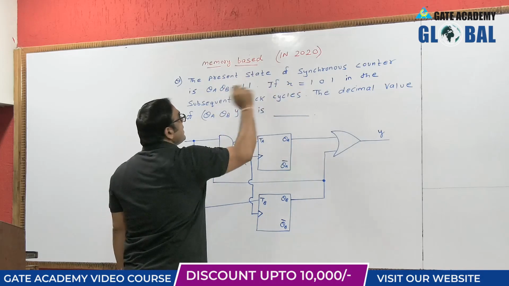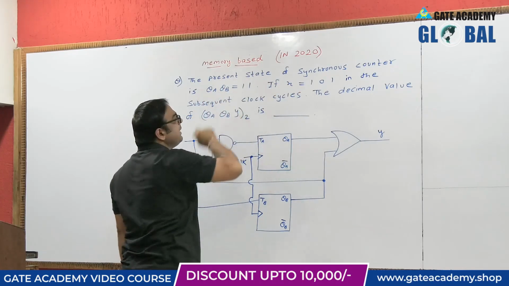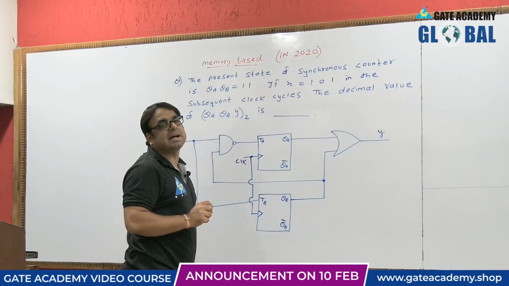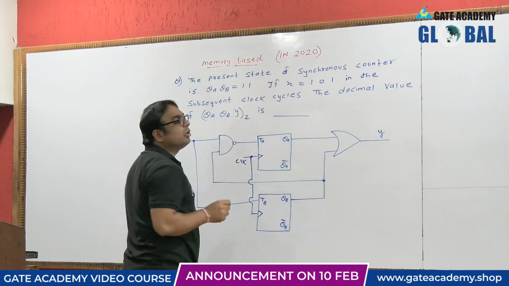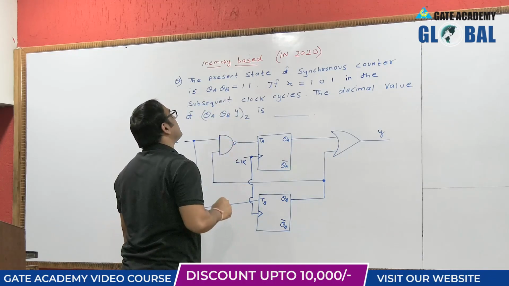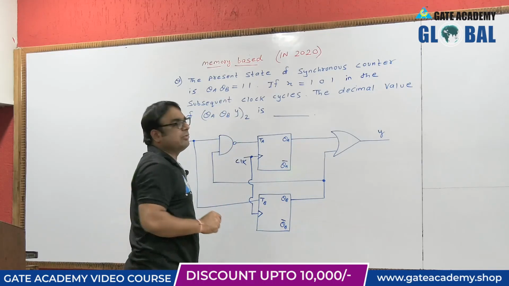Present state of a synchronous counter is QA QB equal to 1 1. In the figure also you can see both the clock pulses are synchronized, so it is a question of synchronous counter. So the present state of the synchronous counter is QA QB equal to 1 1.